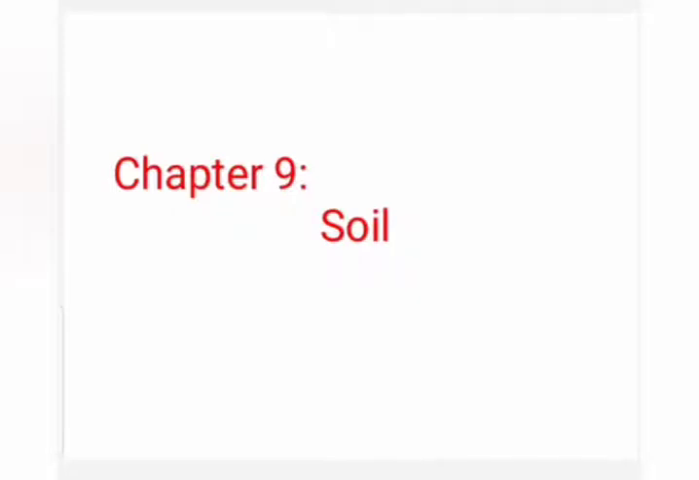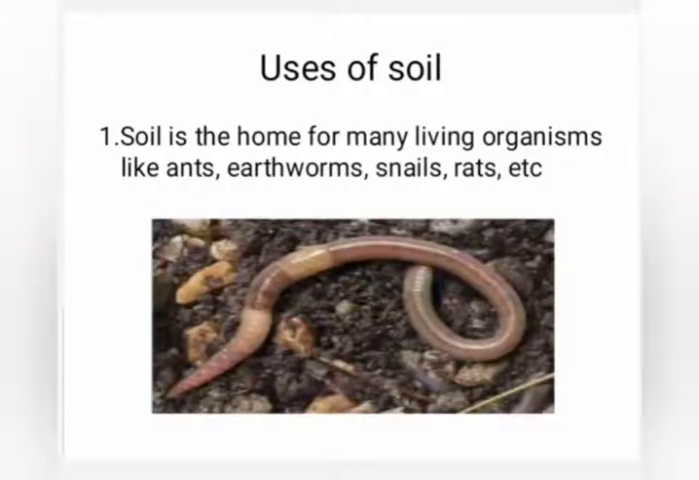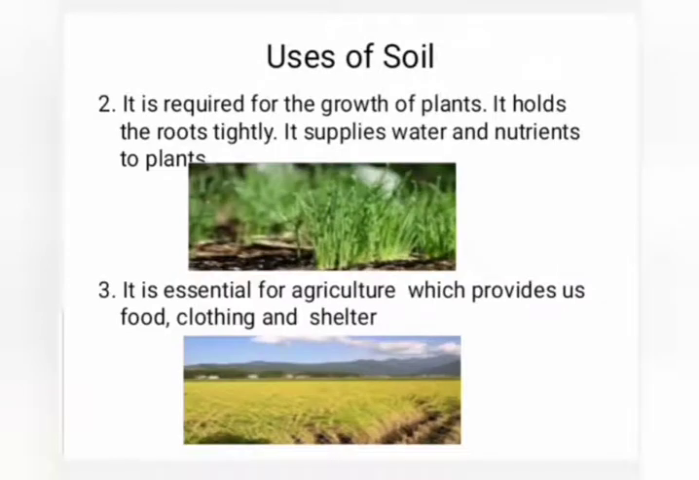What are the uses of soil? Soil is the home for many living organisms like ants, earthworms, snails, rats, rodents, etc. It is required for the growth of plants. It holds the roots tightly. It supplies water and nutrients to the plants. It is essential for agriculture. Agriculture provides us food, clothing and shelter.